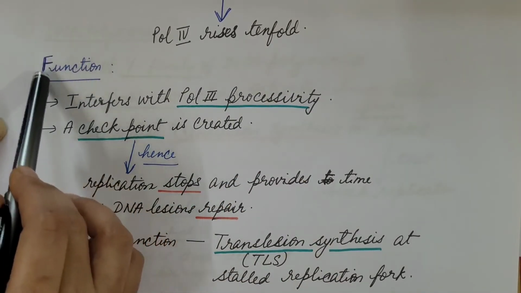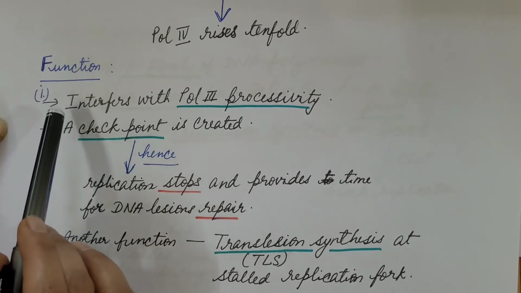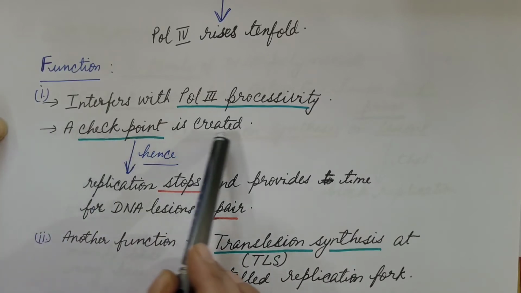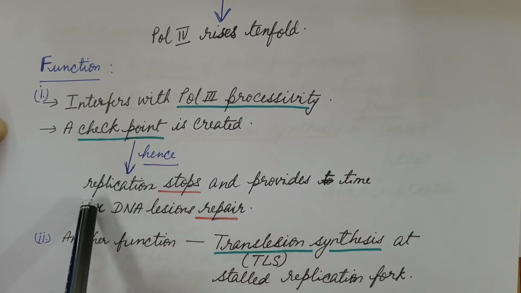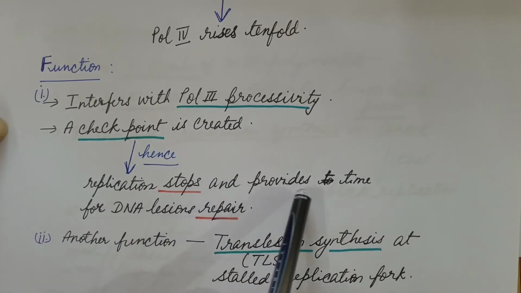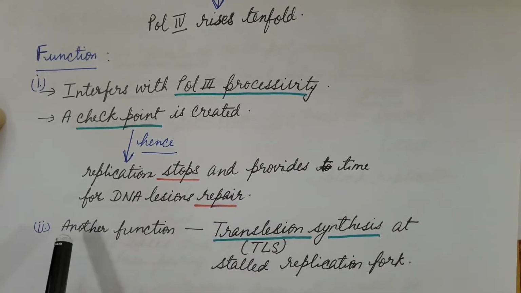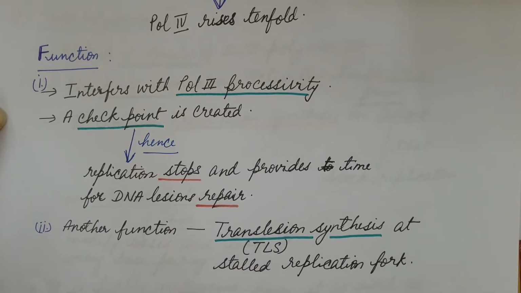Now the function of DNA polymerase 4. It interferes with polymerase 3 processivity. A checkpoint is created, hence replication stops and provides time for DNA lesions to repair. Another function is translesion synthesis, or TLS, at a stalled replication fork. This we have already discussed in the previous video on general features of DNA polymerase. You can refer to it. The link is given in the description box.